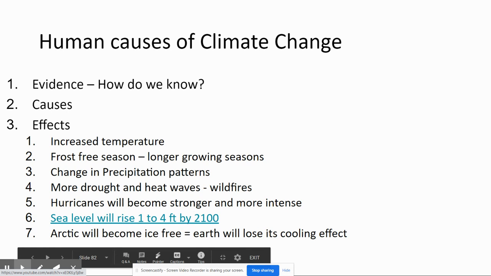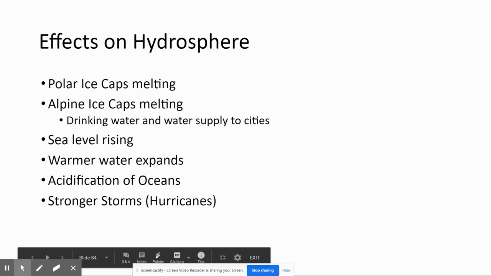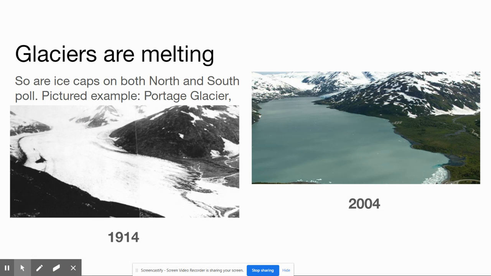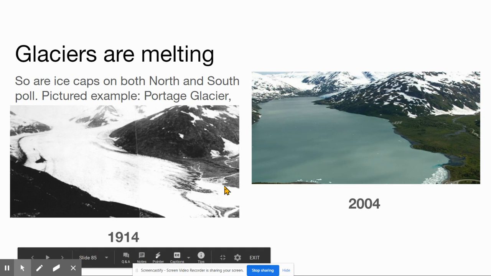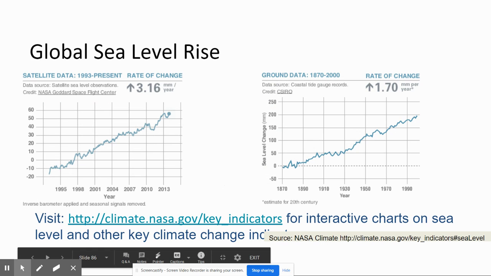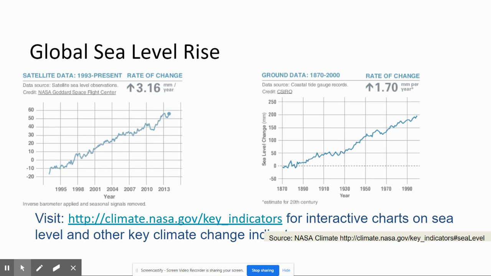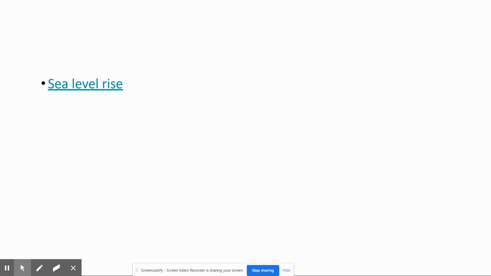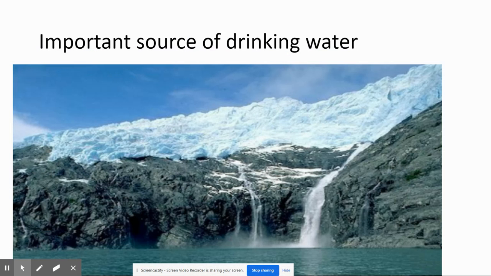So sea levels are going to rise. This is not directly in order, but okay. So here the glaciers are melting. So this is 1914. This is 2004. Global sea levels are rising. Oh my God, I don't know why these are doubled.